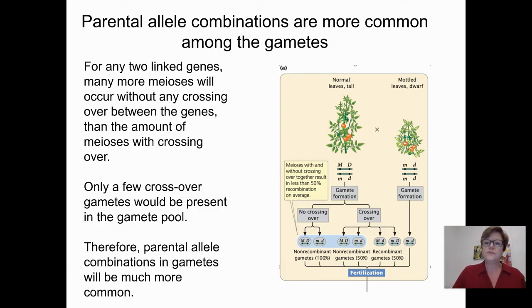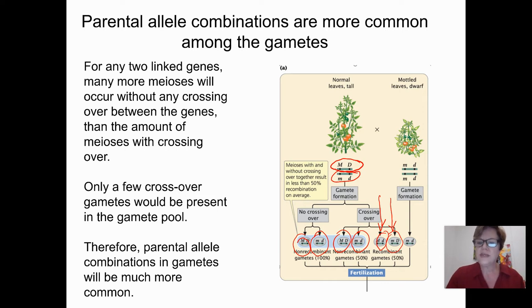Since we don't have complete linkage, we have linkage in which most of the gametes will be the parental types. And what I mean is this and this, those are the parental types. And then only a small number of the gametes would be the crossover types. So big M on the same chromosome as little d is a crossover type, and little m on the same chromosome as big D would be a crossover type.